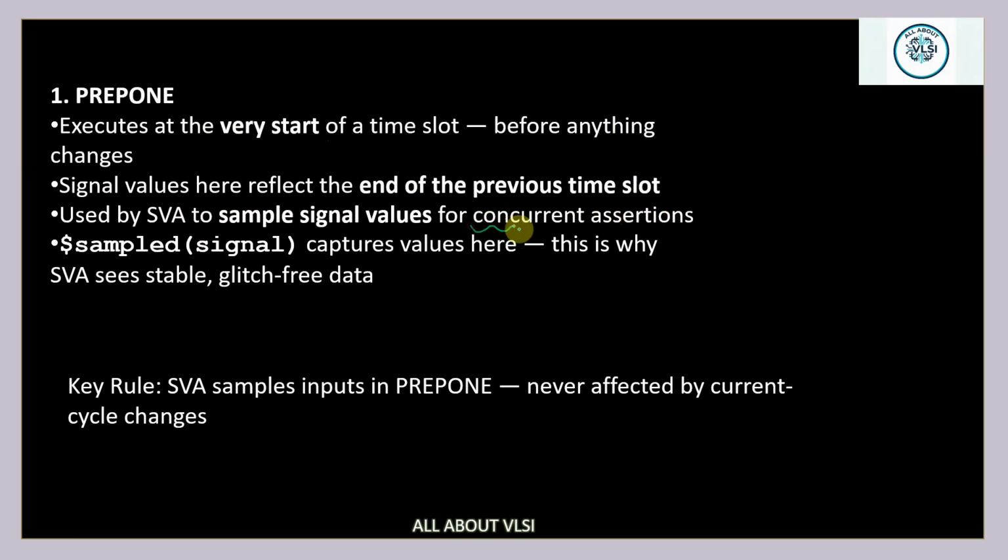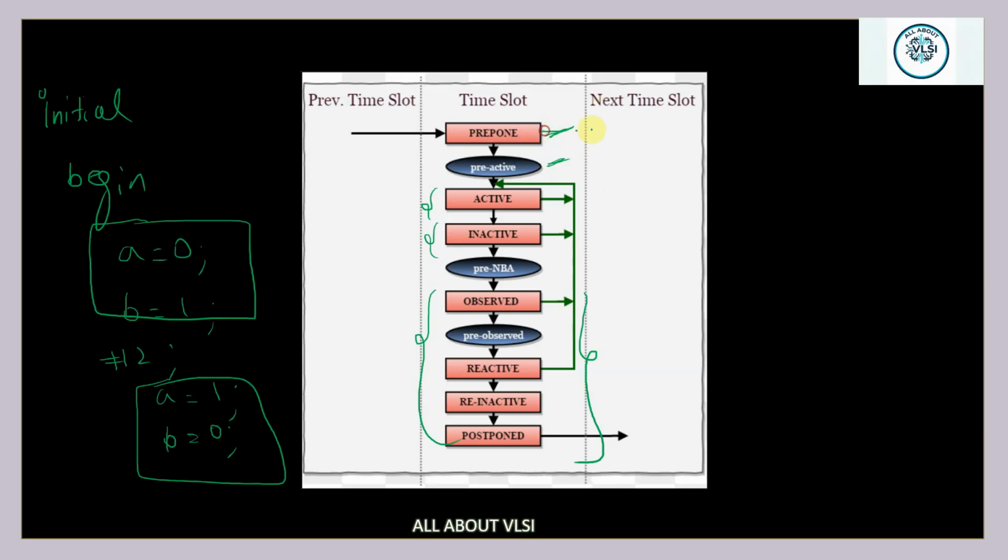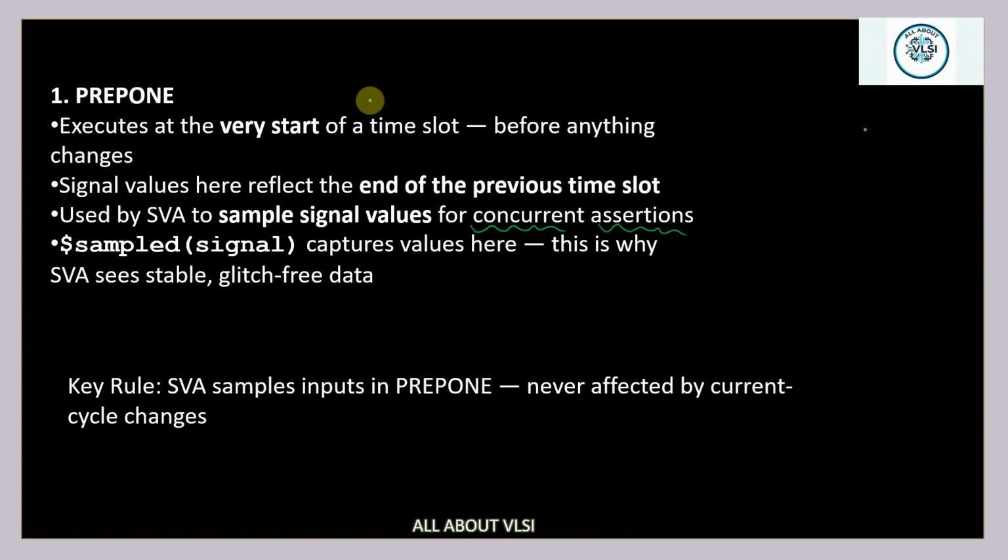We will discuss what concurrent assertions are later. But if you want to remember, the prepone region is used for sampling stable values. Whatever value you want to check for the assertion, first of all you need to sample that value, right? So sampling of stable values happens in the prepone region. Signal values are sampled in this region, and there is something known as $sample, which captures values here.